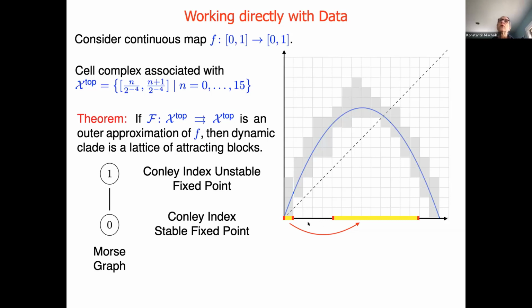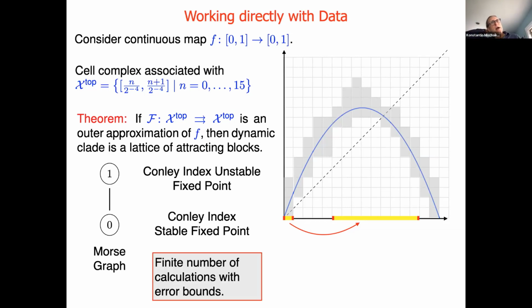But I can now compute Conley indices, and this cell here will have the Conley index of an unstable fixed point. This will have the Conley index of a stable fixed point. And so, with this very crude computation, I've kind of recovered the kind of dynamics that you would expect from this simple map. Okay, let's look at something. What I want to emphasize is that this was done with a finite number of calculations. Here, if I was going to make a proof out of this, I would use error bounds.